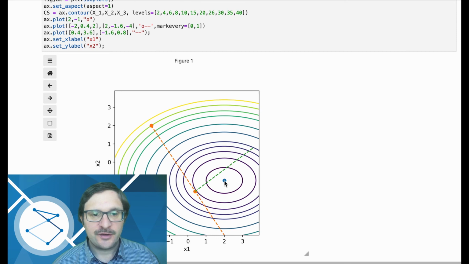Okay, so that should give you an idea of how gradient descent works, and specifically how gradient descent with exact line search can be interpreted geometrically in the contour plot.